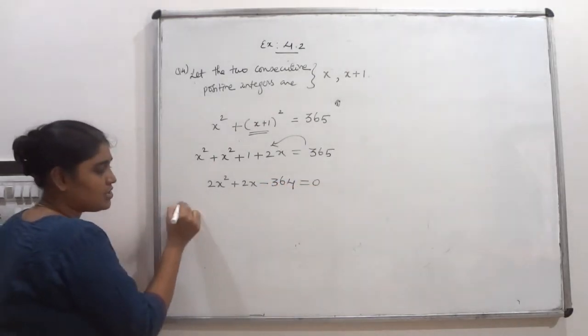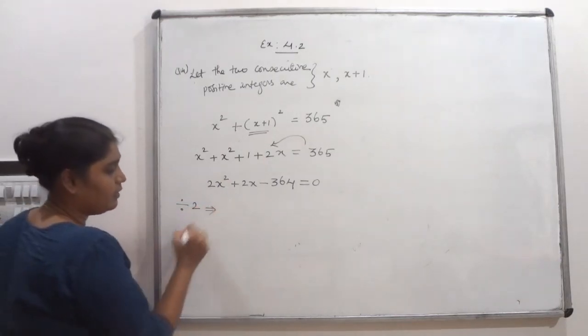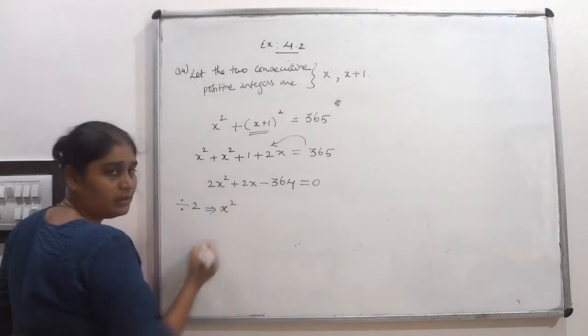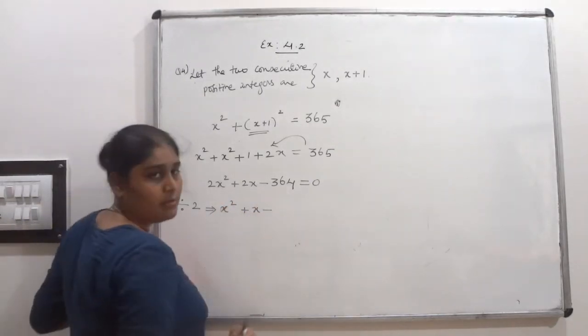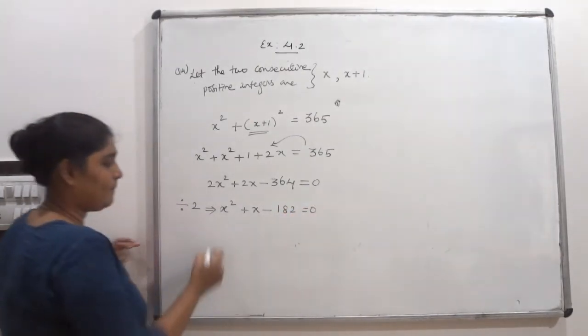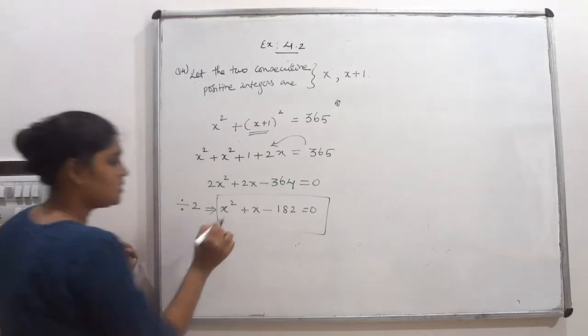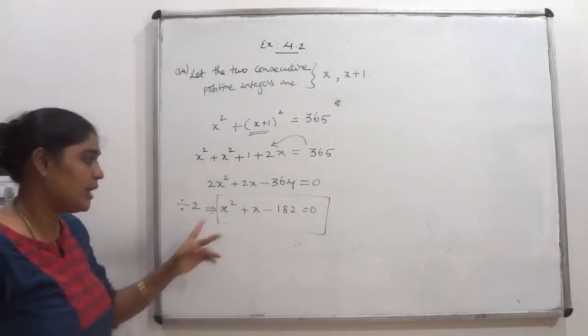So this equation can be divisible by 2. Divide it. x square plus x minus 182 equal to 0. Yes. I am going to use the middle term splitting method to get the x value.